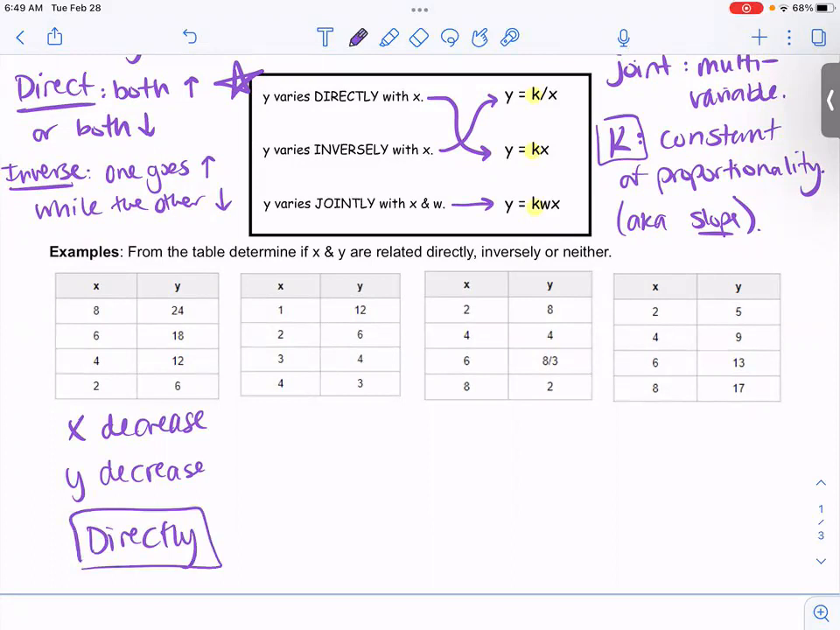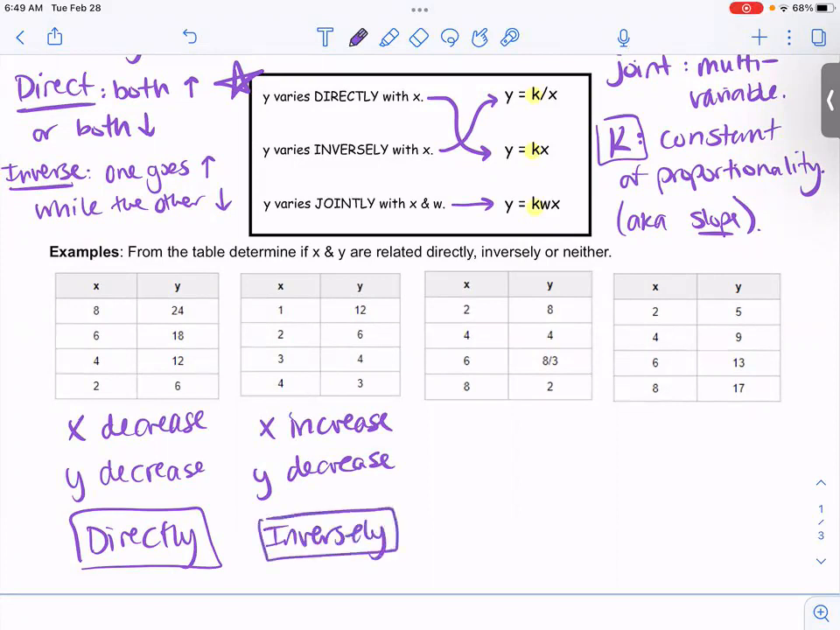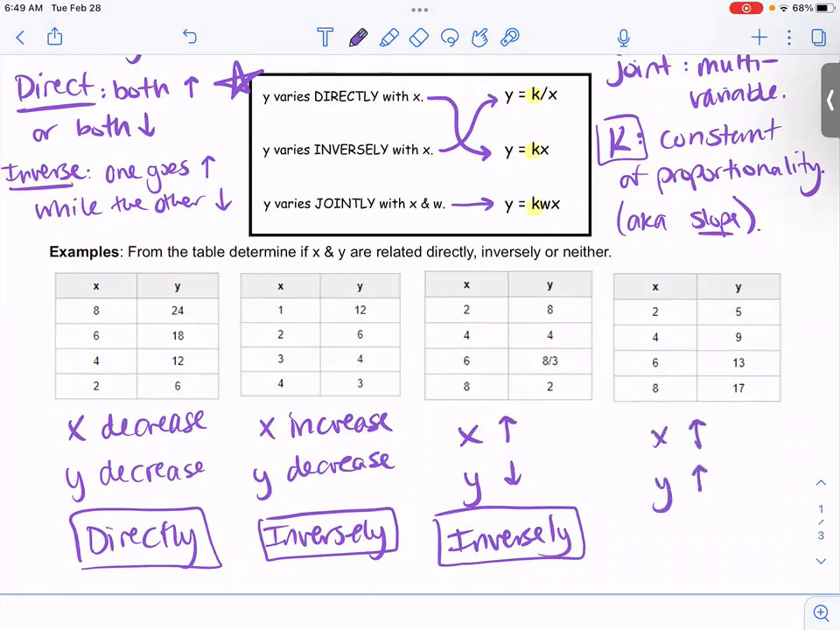In the second one, X is increasing and Y is decreasing. So we have an inverse variation relationship. The second two, I think, are pretty easy to see as well. X is going up, Y is going down, so this is also inverse. And then the last one here, X is going up, Y is going up, so we have a directly related relationship.